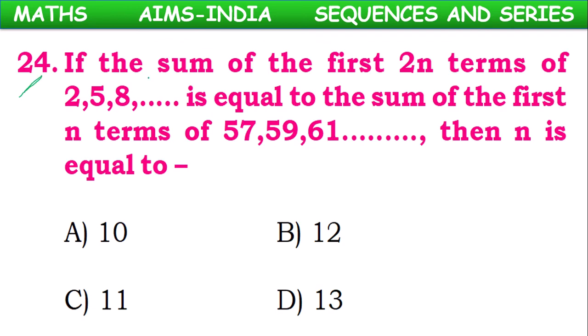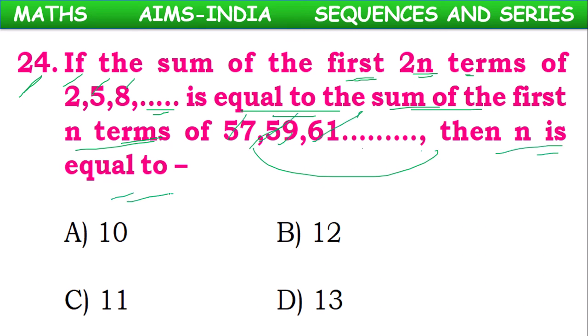Next one, the 24th. If the sum of the first 2n terms of the sequence 2, 5, 8 and so on is equal to the sum of the first n terms of another sequence 57, 59, 61 and so on, then n is equal to what? The sum of 2n terms of the first series equals the sum of n terms of the second series. Then what is the value of n?